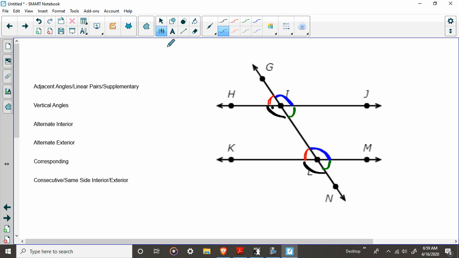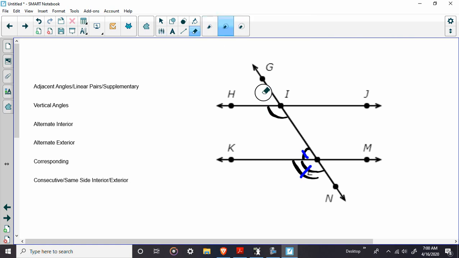Okay? And the last one I'll mention, it doesn't come up often. It's just that there's not really a set technical term for it, and that's consecutive or same side interior and exterior. So what they mean by that is same side interior. So this one and this one. They're interior angles, but they're not alternating. They're on the same side. Or on the exterior, same side out here. And the thing with these is that they are not necessarily going to be congruent to one another. What you're going to find is that they're going to be supplementary.